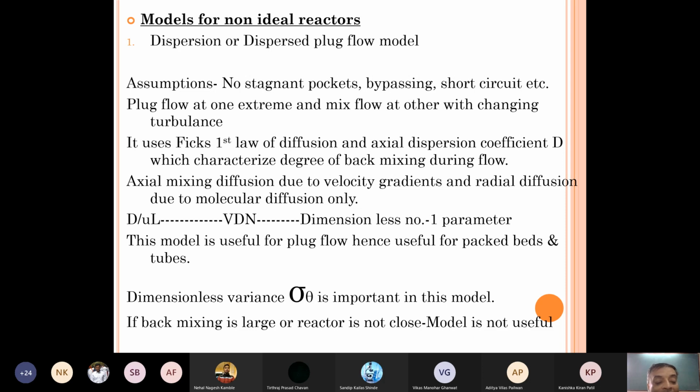It is important in this model. You are getting sigma theta square is equal to sigma square divided by t bar square. This is a dimensionless variance. It becomes important in this model. If back mixing is larger, or the reactor is not closed, the model is not useful.